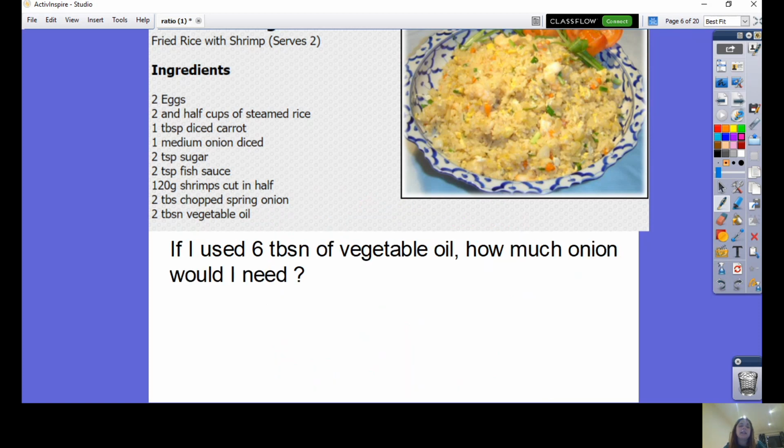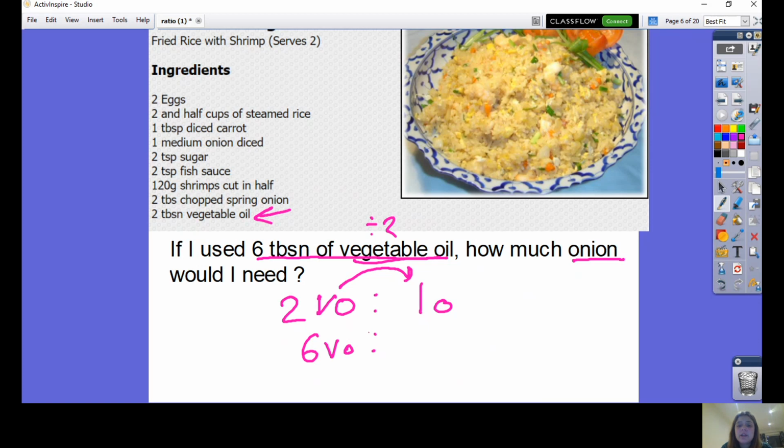Okay, let's look at our next example then. If I use 6 tablespoons of vegetable oil, how much onion would I need? So go back to your original recipe for vegetable oil and onion. Vegetable oil is down here, so that's 2 tablespoons of vegetable oil. 2, how much onion? 1 onion. Again, we can see that our relationship between 2 and 1 is dividing by 2. So if I've got 6 tablespoons of vegetable oil, I can just divide that by 2 to get 3 onions.